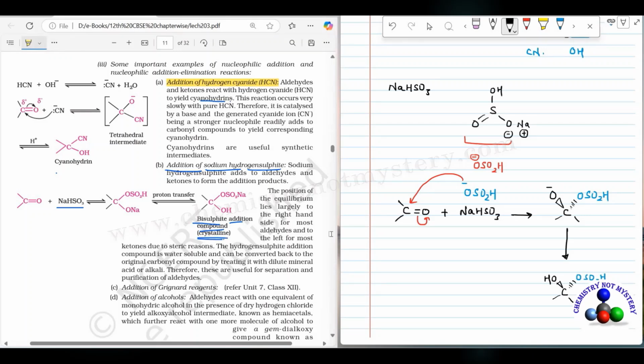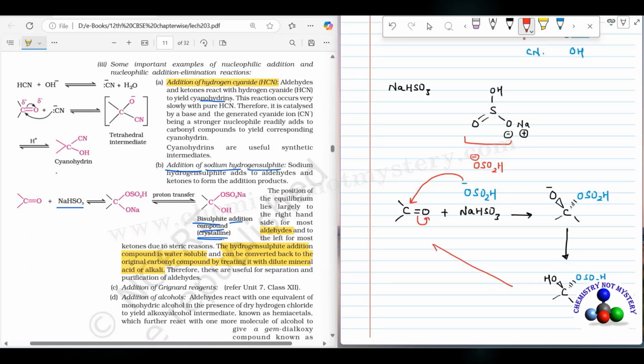So let's read from the book. The sodium hydrogen sulfite adds to aldehyde and ketone to form an addition product. The position of the equilibrium lies largely to the right side for most aldehydes and left side for most ketones due to steric reasons. Means here also aldehyde reacts faster as compared to ketone. The bisulfite addition compound is water soluble and can be converted back to the original carbonyl compound by treating it with dilute mineral acid or alkali. Means the reaction is reversible.